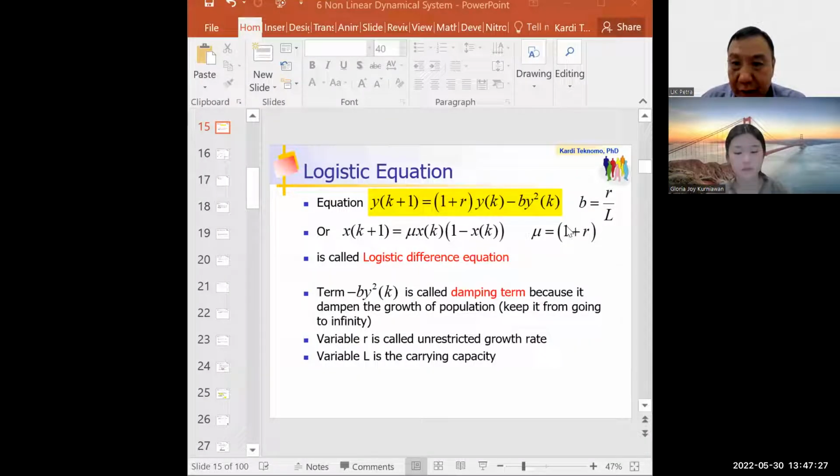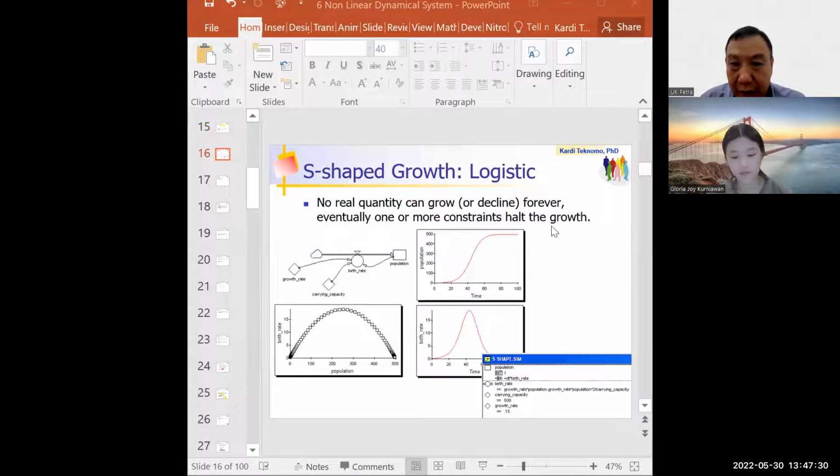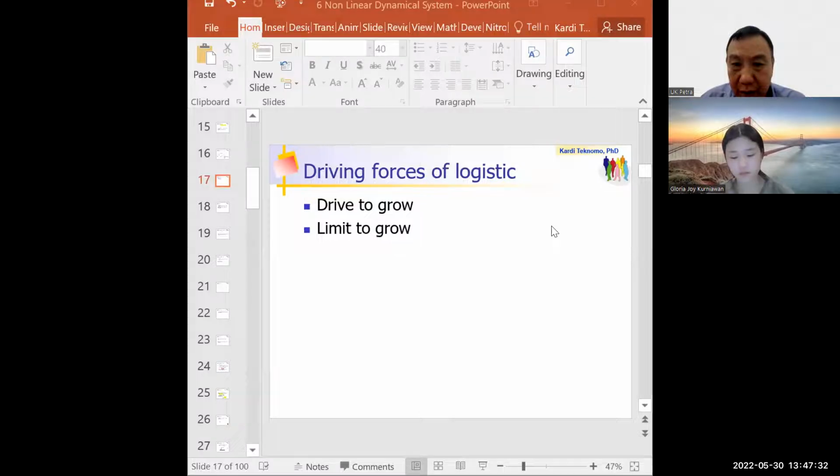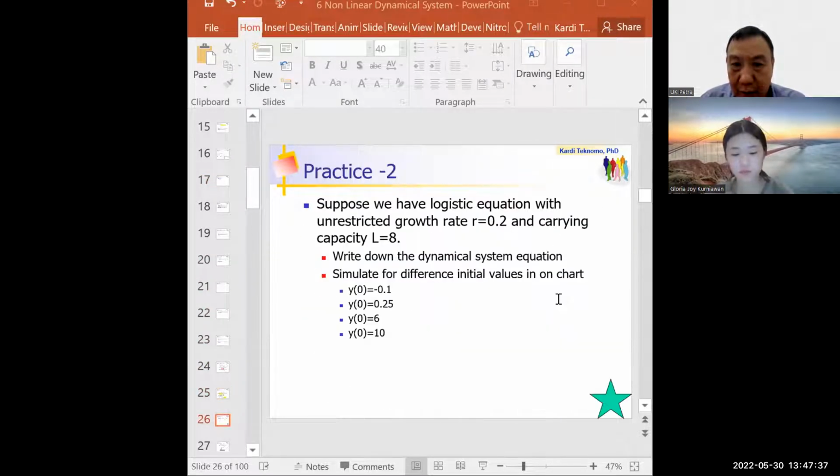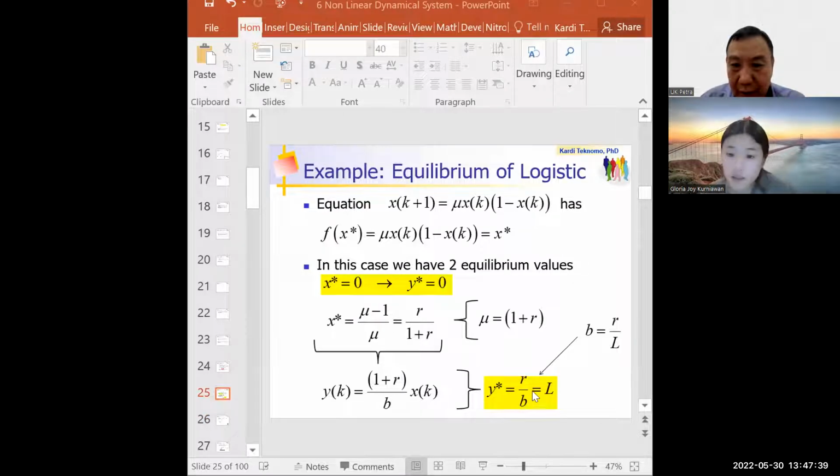So this is the equation, right? So you know the equilibrium is actually always 0 and L, is that correct? There are two equilibria: Y is 0 and then Y equal to L. But when you put it into mu later, that is a totally different equilibrium. Okay, let's do that.